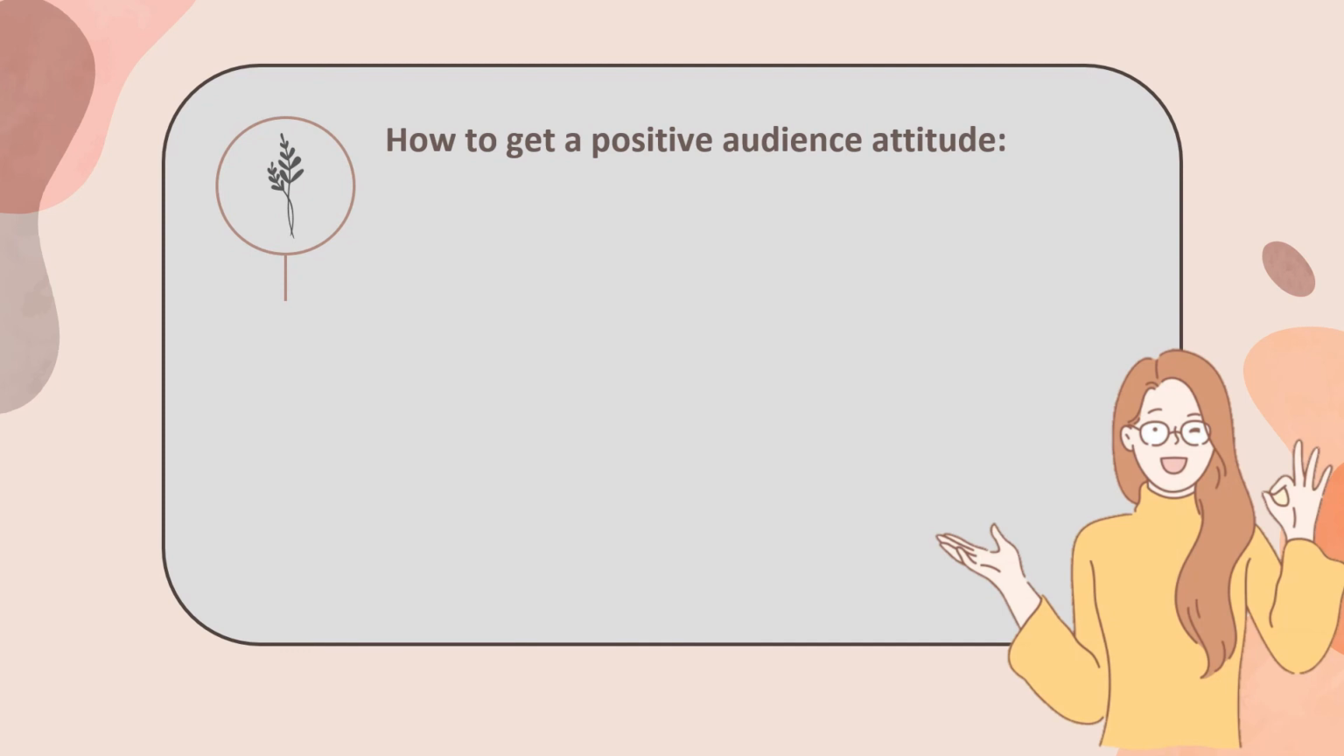So how do you get a positive audience attitude? 1. Credibility. Focus on showing your audience that you are credible. This is the ethos, your credibility. How do you do that? Use facts, use figures, use references, and do your research.